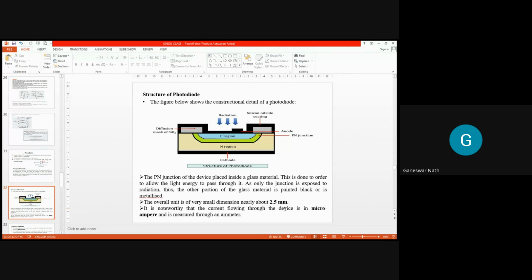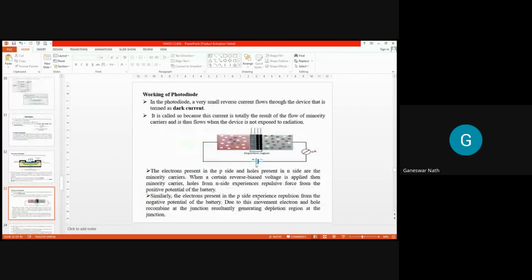Imagine, it's very small. It is noteworthy that the current flowing through the device is in microampere, not ampere. It is in microampere, like 1 microampere, 2, 3, 4, like that, and it is measured with an ammeter. Since it is a very small current, we use an ammeter for this measurement.